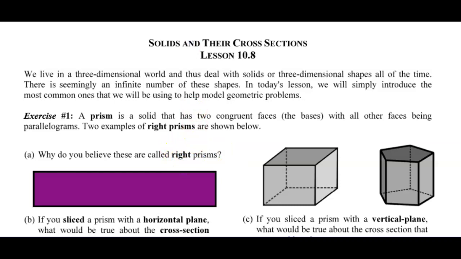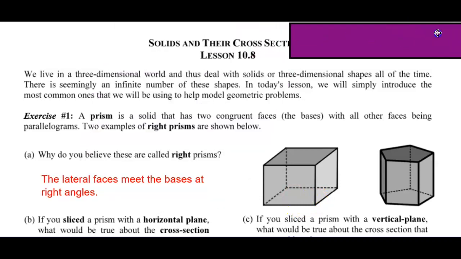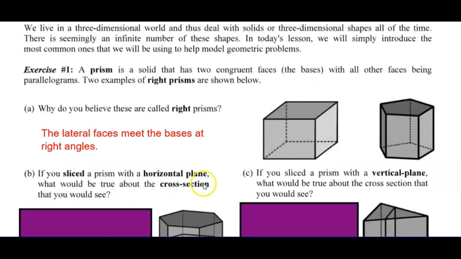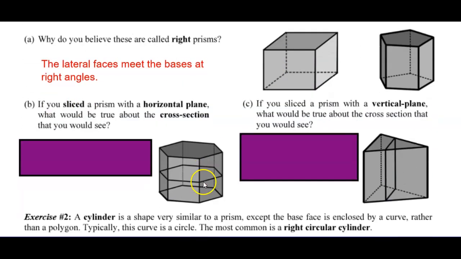So why are they called right prisms? You have a conjecture, write it down, and you can check it. If you look at all of these, when it's standing straight up, it's forming right angles with the base. And so that's where we define it as a right prism. This term lateral faces means around the side of it. So when the side faces, those lateral faces meet the base at a right angle, it's called a right prism, as opposed to an oblique prism where it is tilted.